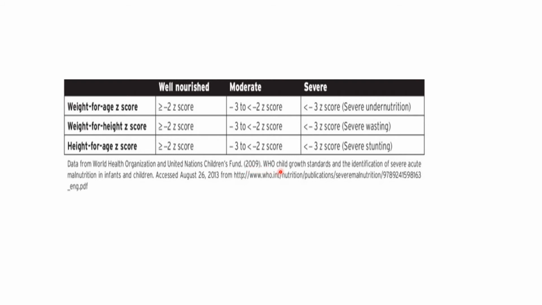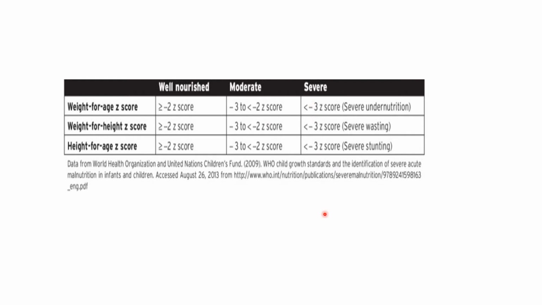Again the WHO says that for weight for age according to Z score, if it is more than -2 Z score, the child is well nourished. This is the same for weight for height and height for age also. And moderately malnourished children will have -3 to less than -2 Z score.